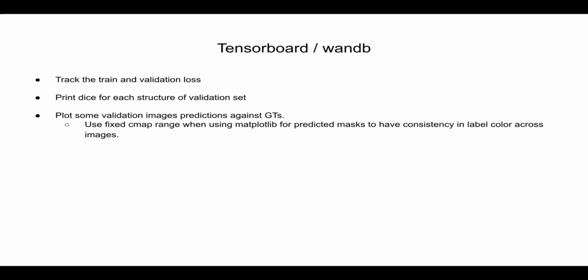And during the training, it might learn to predict a different number of foreground structures. So you also want to ensure that they all have similar color maps. For this, you can use a fixed CMAP range, which ensures that the predicted masks have consistency in the label colors across different images.